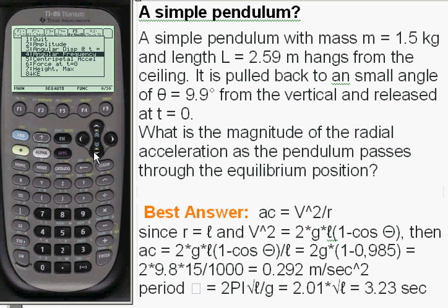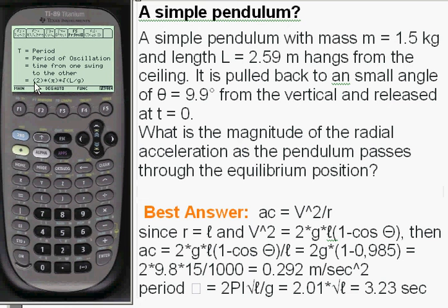We could do any one of these. Kinetic energy, potential energy, period, which this one does, finds the period. We can find the period first. Let's press that. Let's find the period. Here's the formula. 2 pi times the square root of L divided by G.